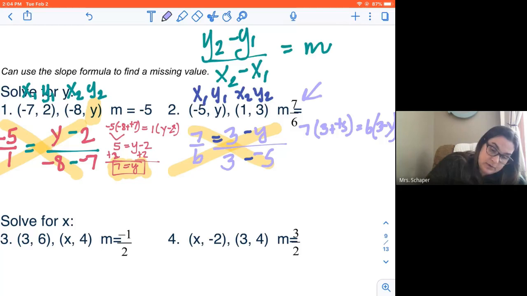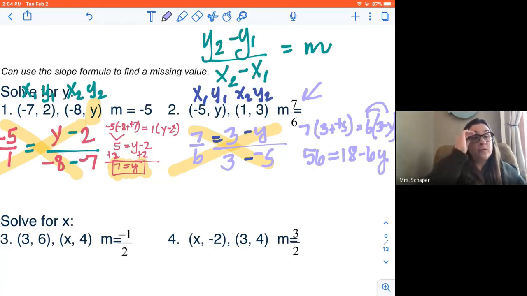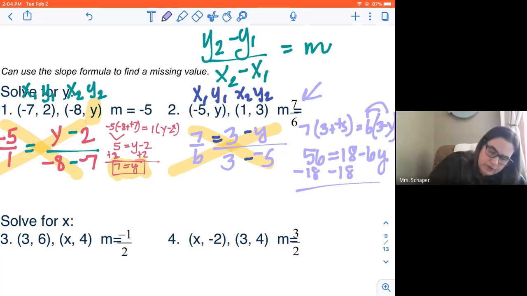Now I'm going to distribute. 6 times 3 is 18 minus 6y. And now I'm going to solve for y. This is a two-step equation. So I'm going to subtract 18 from both sides. So I'm going to have that 38 is equal to negative 6y. 56 minus 18 is 38. Divide by negative 6, y is going to equal negative 6 and 1/3.